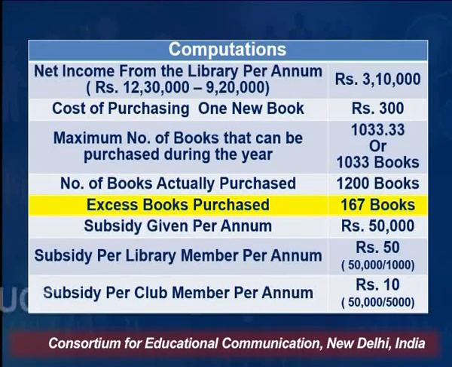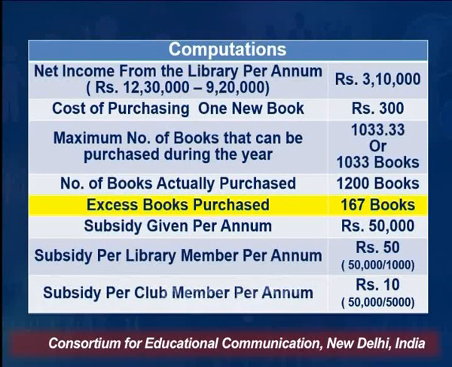So 3,10,000 divided by 300 gives me a value of 1,033.33 books. Since we cannot buy the books in fraction, I would go to the approximation of it. I would say 1,033 books we can buy. Now this is the point where we have to be a little cautious while giving our comments.